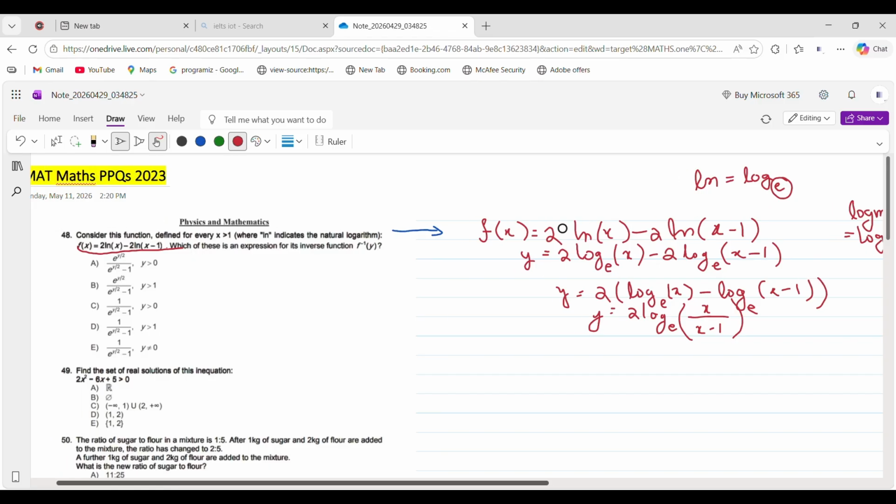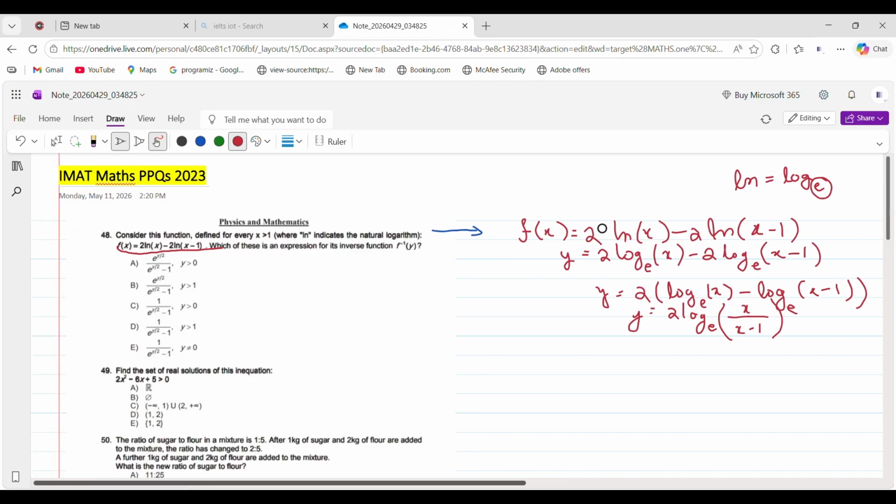Now what we are supposed to do is simplify it. So 2 is multiplying with this entire log term. When it goes there, it will be divided, of course. So y by 2 equals log base e of x upon x minus 1.